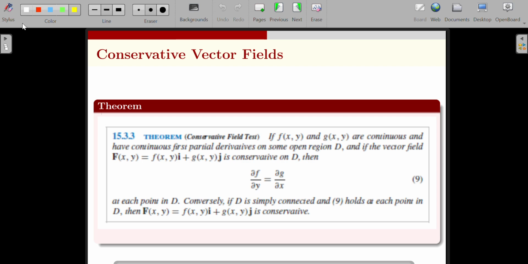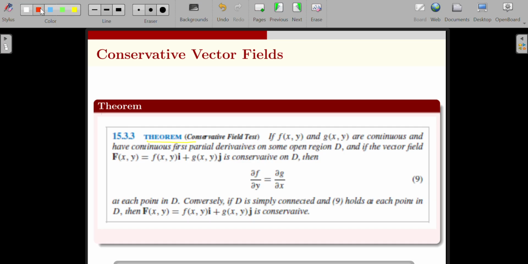In this video, we are going to discuss much more about conservative vector fields. So, let us begin our class with a theorem. This is called the conservative field test. Let us first of all understand what this theorem states.